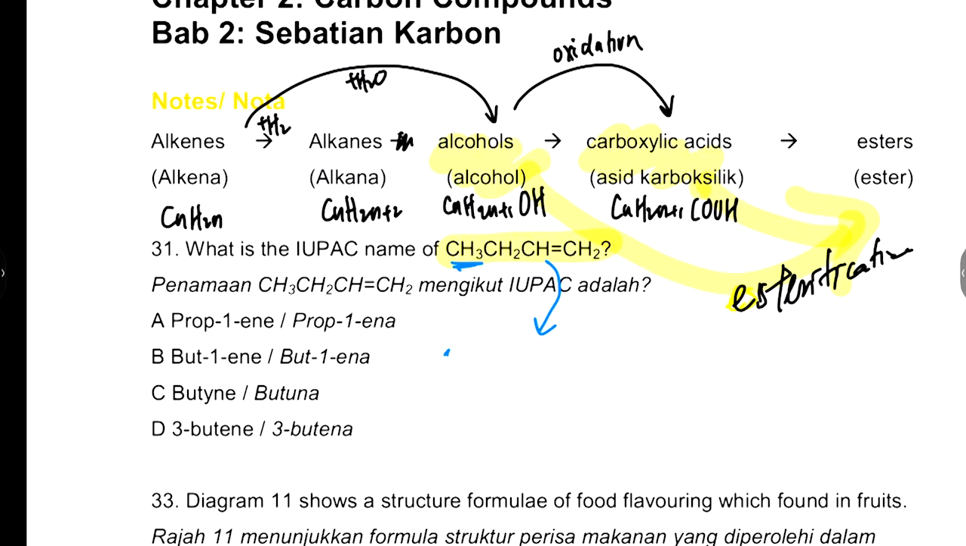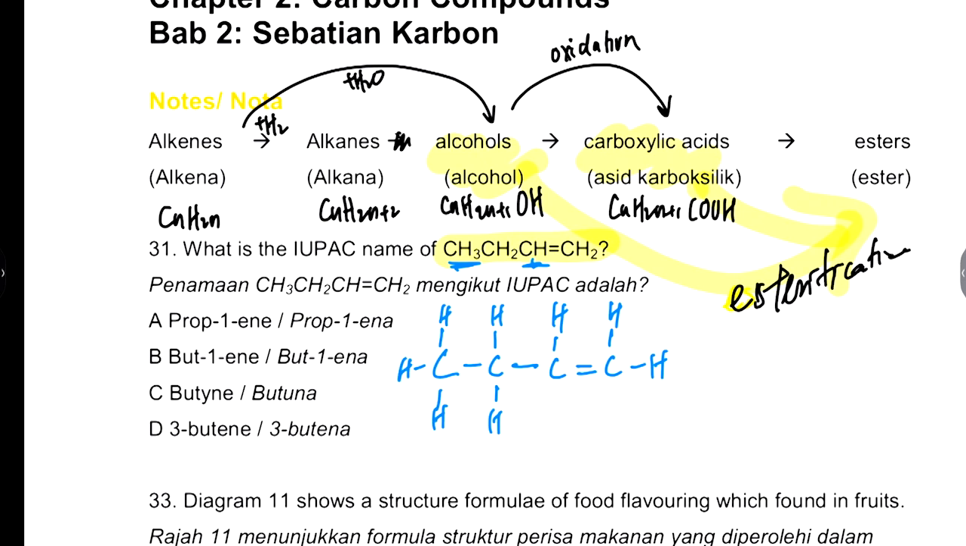CH3 means CH3. CH2 means CH2. C double bond means CH, double bond, CH2. Like that. So, but-1-ene: the double bond always comes from the smallest number. 1, 2, 3, 4. Double bond on the first carbon. But-1-ene. Get it?